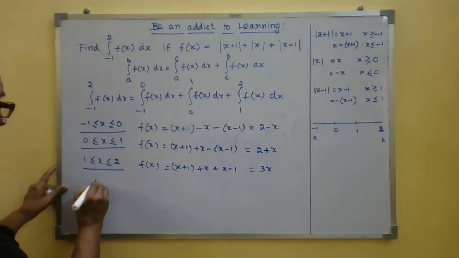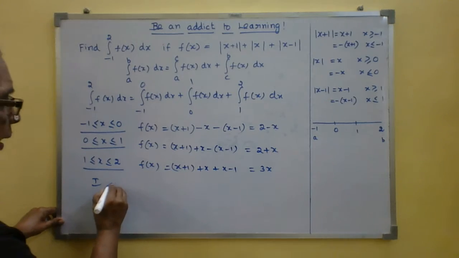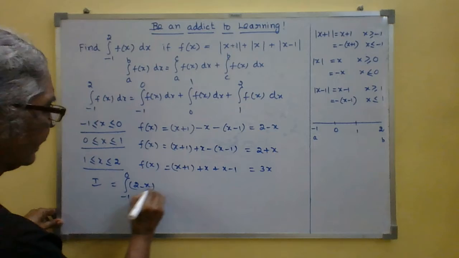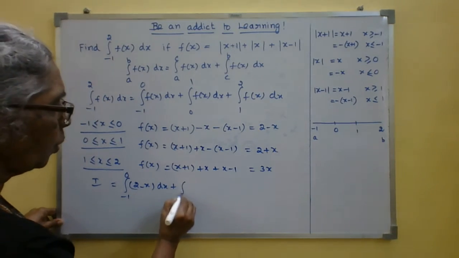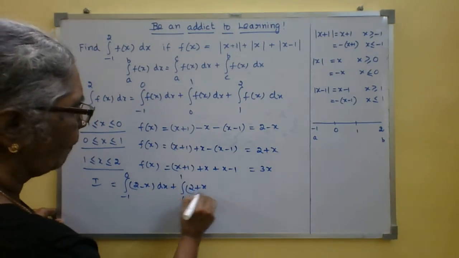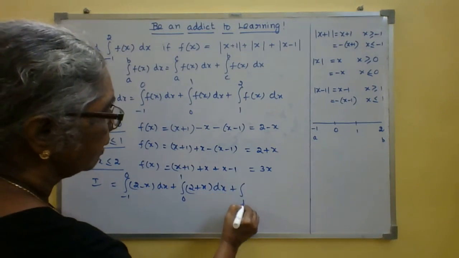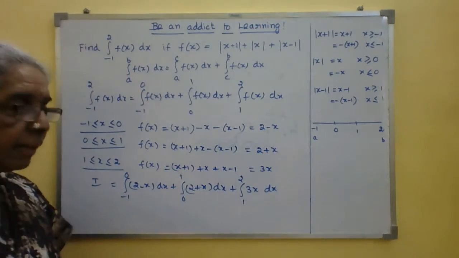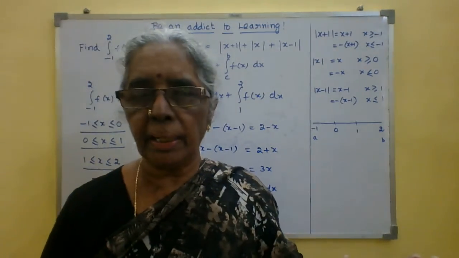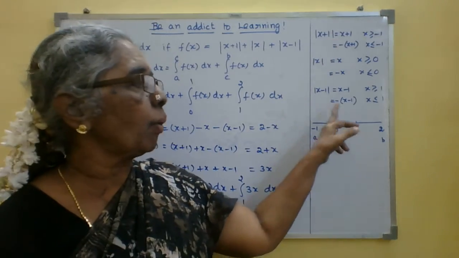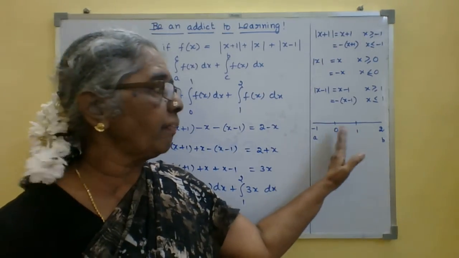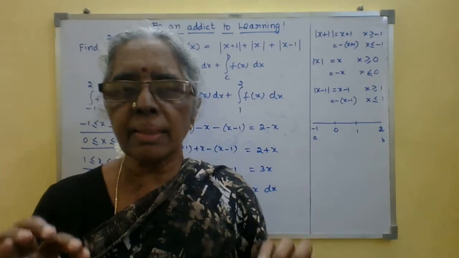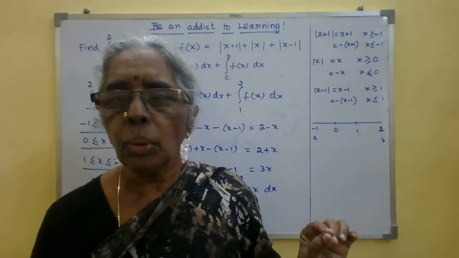Now you will get your I, I call this left hand side as I. That now becomes integral minus 1 to 0, I will write 2 minus x dx, plus integral 0 to 1, 2 plus x dx, plus integral 1 to 2, 3x dx. Hope this is clear to you. So first what have we done now? We wrote the interpretation of mod x, we wrote the intervals. So here we got 3 intervals. So in each interval we found out what is the f of x. This is what we have to do first.